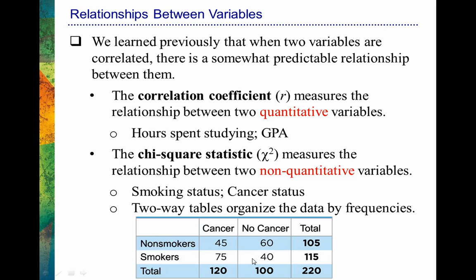So bottom line is these tables do a really good job of organizing our data, and from there we can analyze to see if there's some type of relationship such that we can predict somebody's cancer rate by knowing if they smoke or not. That's what we want to determine. Is there a relationship between those two variables? Because if there is, to at least some extent, we can predict one variable from the other.